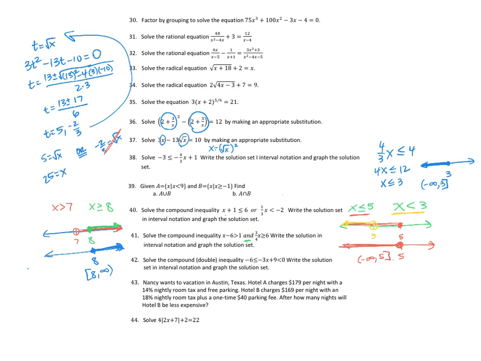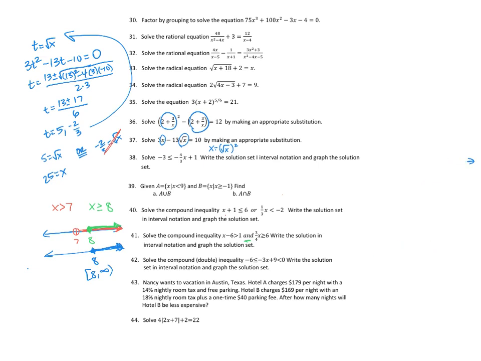The next one says to solve this double inequality and write the solution set. And so what I'm going to do is I'm going to add 9 to everything, or subtract 9 from everything.